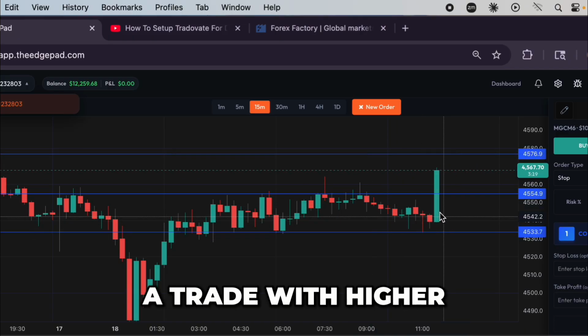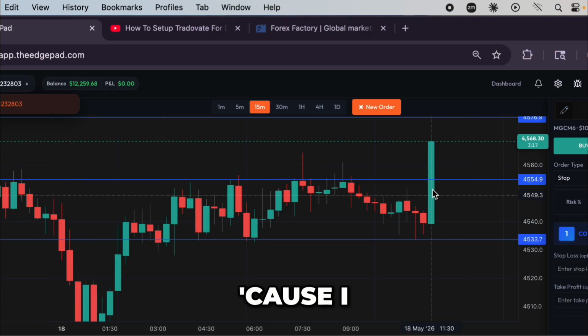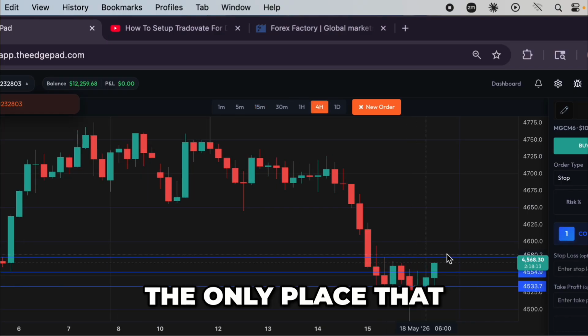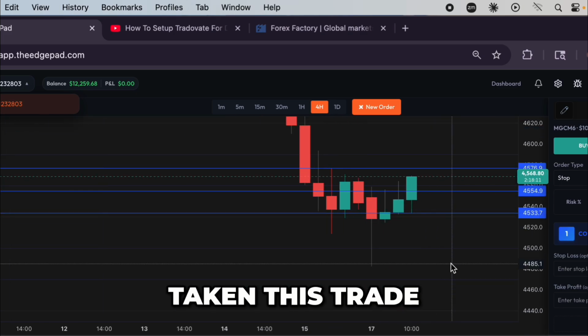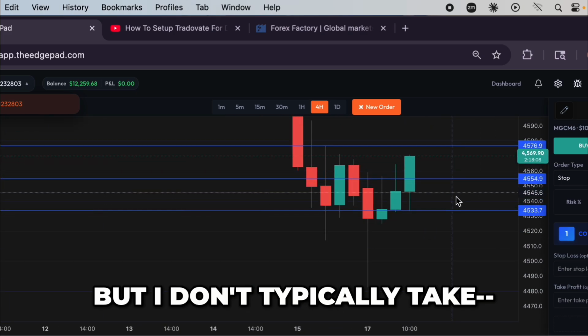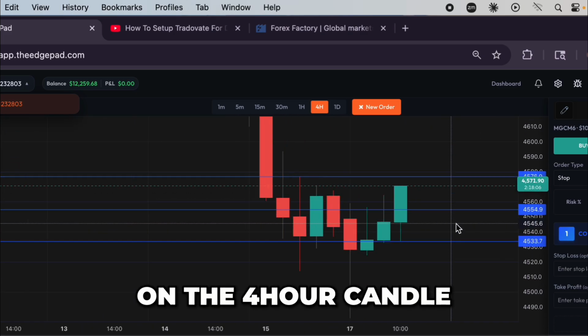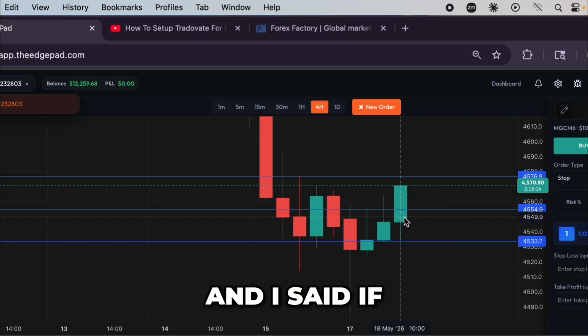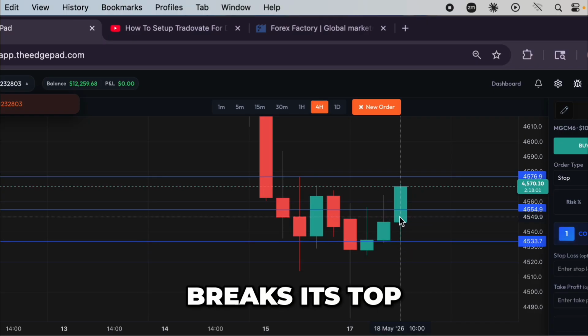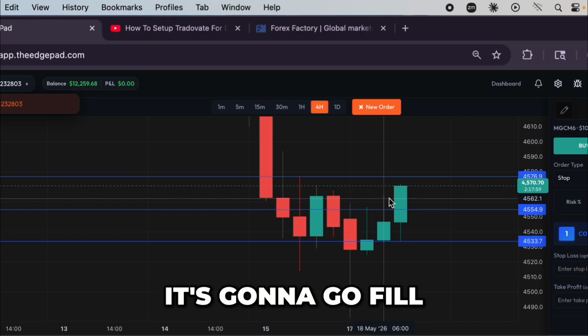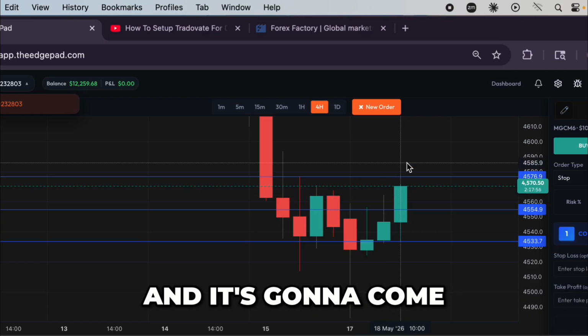Been able to enter a trade with higher probability, because I don't know when that's going to happen. Now, on the 4-hour is the only place that I could have potentially taken this trade, okay? But I don't enter in on the 4-hour candle, right? Because it created a bottom wick, and I said if it breaks its top, or at the high, it's going to go fill this wick, which it did, and it's going to come back up here.